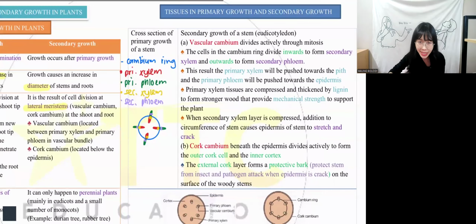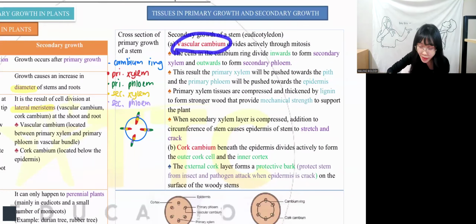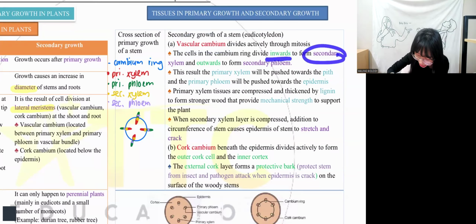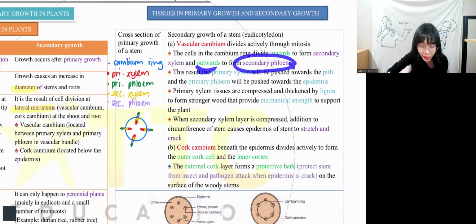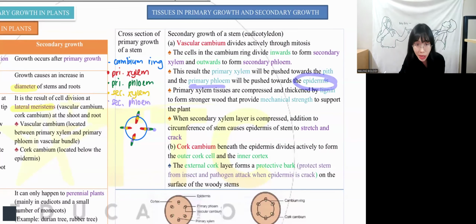Now we have to apply this to the sentence. Vascular cambium divides by mitosis, same thing, because they have to form a cambium ring. So inside is your secondary xylem. Secondary xylem is the one in yellow color, right? And then outside is secondary phloem. The one in purple color is secondary phloem. Primary xylem, the one in red color, is pushed towards the pith. Primary phloem, the one in green color, is pushed towards the epidermis, which we mentioned just now.